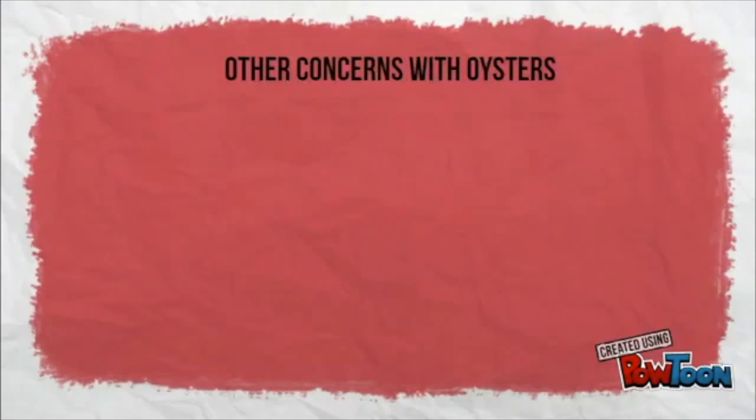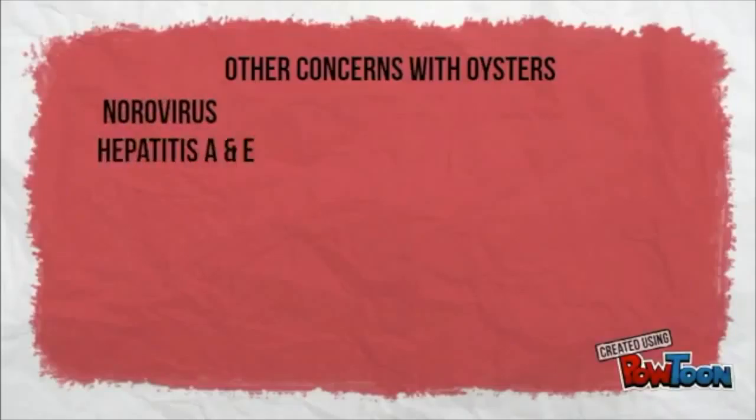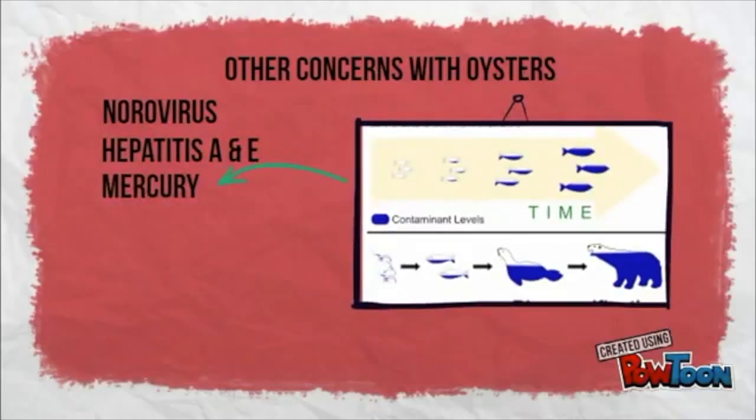In addition to Vibrio vulnificus, there are other pathogens of concern when dealing with oysters. These include norovirus and hepatitis A and E viruses. Mercury levels are a concern as well. Fish and shellfish may contain relatively high levels of mercury due to bioaccumulation. While oysters do not contain as high of a level as other types of fish and shellfish, for example, swordfish, consumption should still be limited in vulnerable populations.